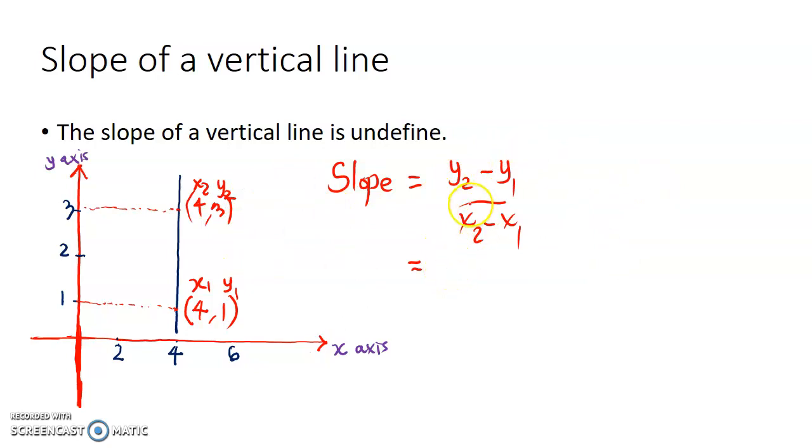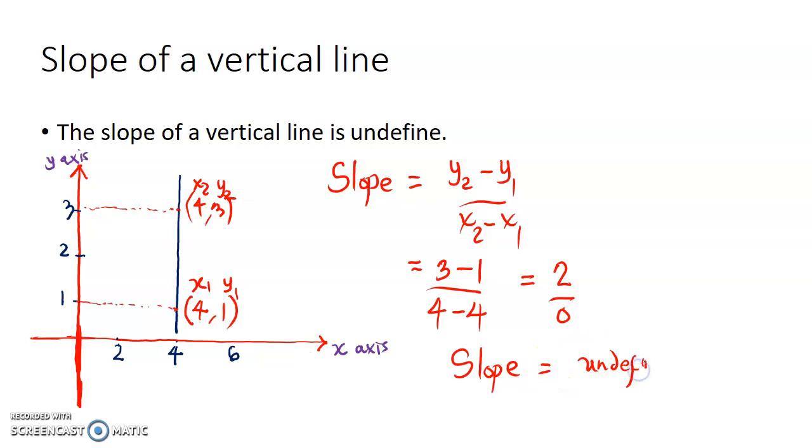So I have y2 minus y1, and that is 3 minus y1, which is 1, over x2. x2 is 4 minus x1. x1 is also 4. And at the end of the day, when I simplify, this is 3 minus 1. That gives me 2, and 4 minus 4, that's 0. So mathematically, whenever you're dividing any number by 0, in this case, we say that the result is undefined. Therefore, the slope of a vertical line is undefined.